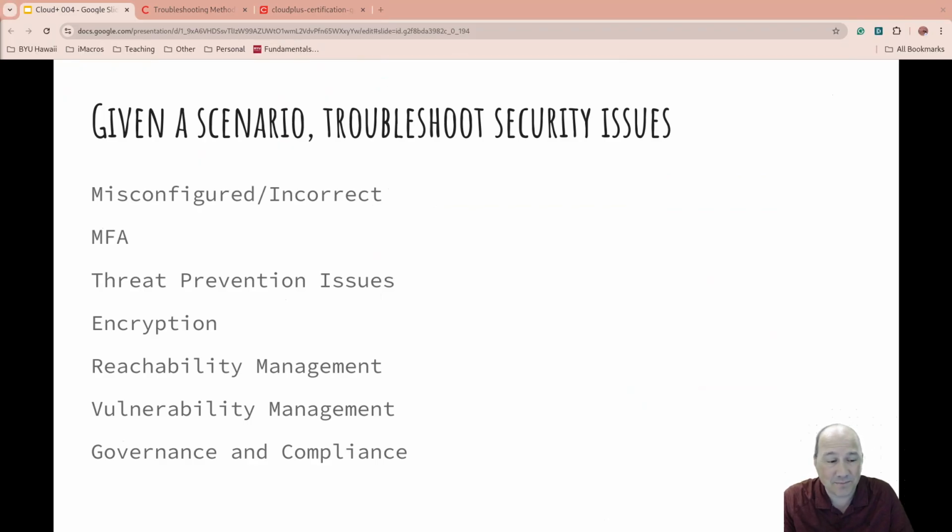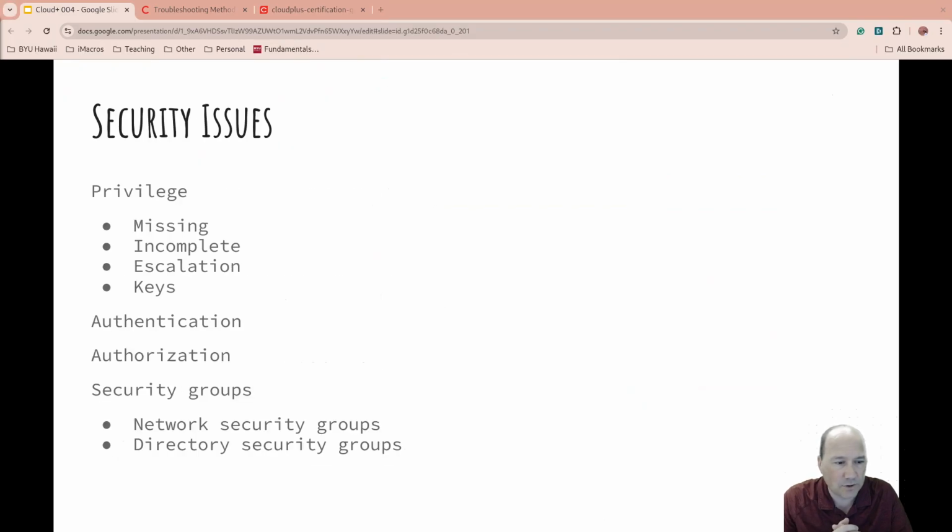Is it able to be reached by the people who need to access it? Are you watching for vulnerabilities, and what is your governance and compliance? Let's get into some of that a little bit more. So security issues. So privilege. Maybe you're missing something, it's incomplete. Maybe you can escalate and you shouldn't, or maybe you should be able to and you can't. Are the keys set up properly? Are they the production keys? So can you authenticate? So do you know who people are? Are things authorizing properly? Are they allowed to do what they're supposed to do? Or can they do more or less? They shouldn't be able to do either more or less.